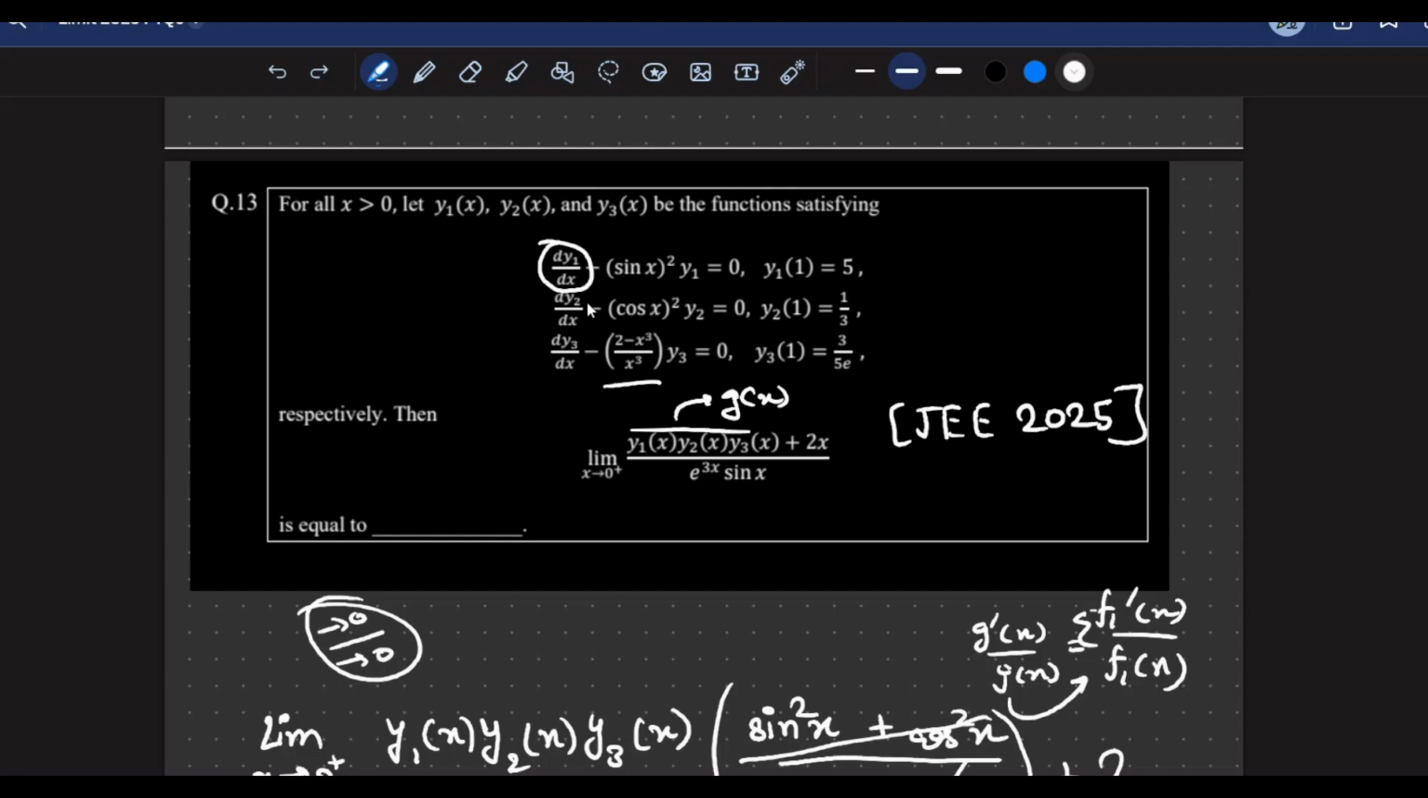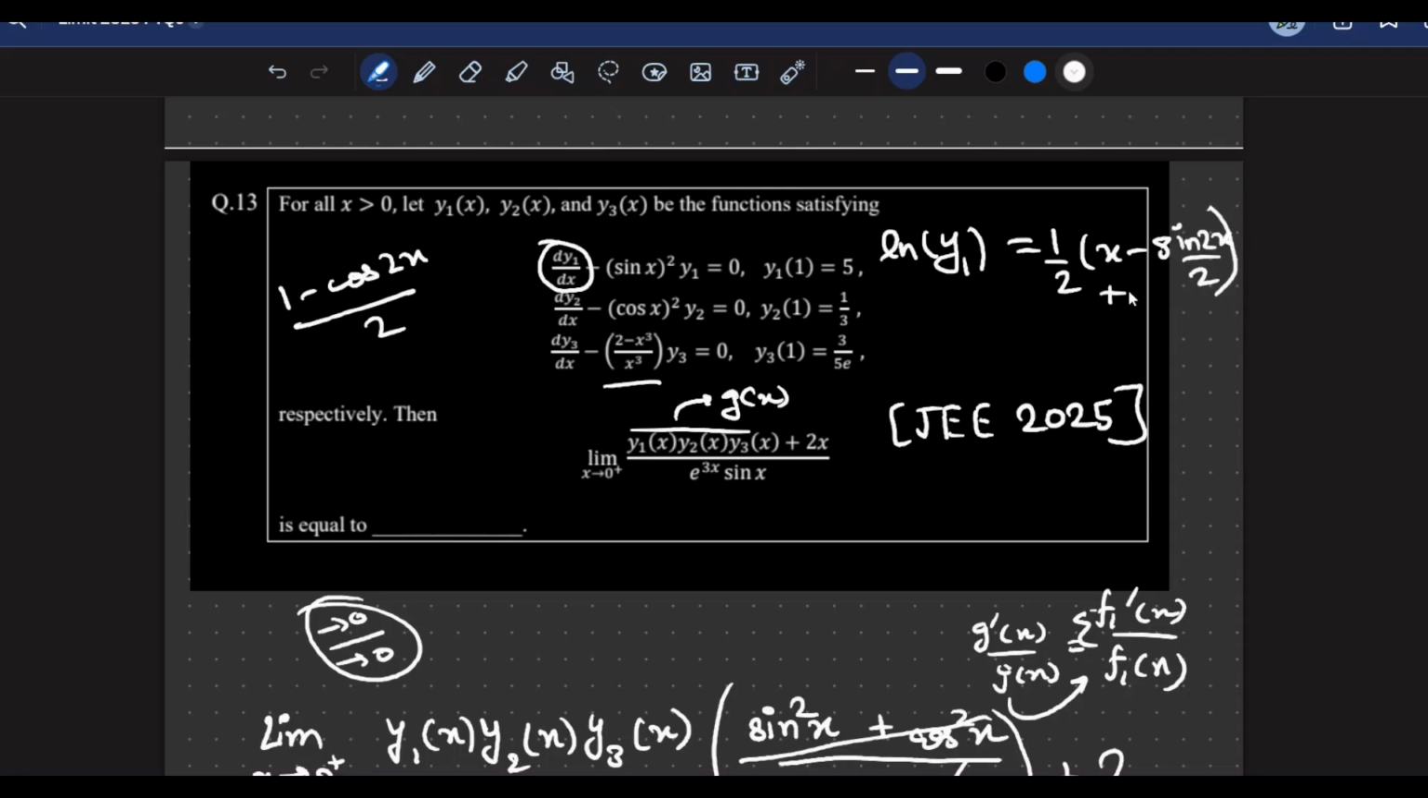Okay, dy1 by y1 comes over here, so I'll get ln y1 is equal to the integral of sine square x. Sine square x, I can write as (1 minus cos 2x) by 2, right? So this will be x/2 minus (sine 2x)/4 plus some constant c1. Let's call it c1. I'm not going to calculate c1. You just see what happens.